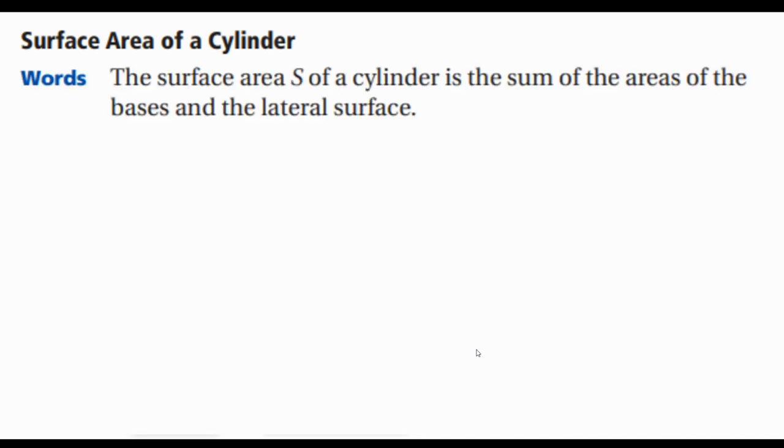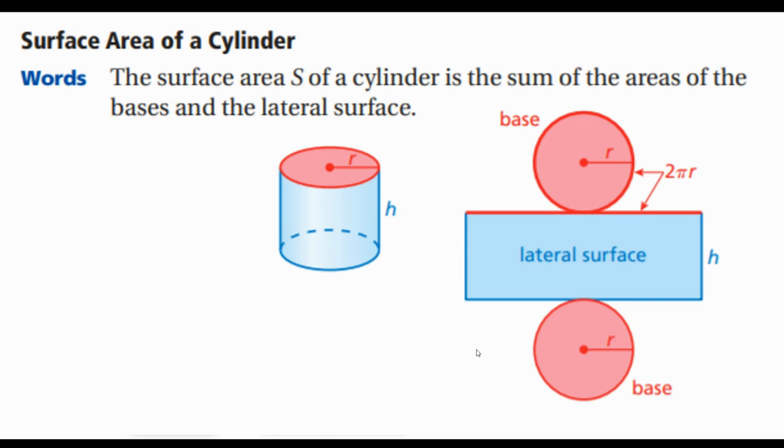So taking a look at surface area of a cylinder, what are we actually doing? The surface area of a cylinder, S, is the sum of the areas of the bases and the lateral faces. If we take a look at our cylinder here, our base is that circle, and our lateral face is that rectangle that wraps around. When we draw a net of it, it shows it a little bit more. The two circles, the top and the bottom, are your bases. And your lateral surface is that rectangle that would wrap around to connect it all together.